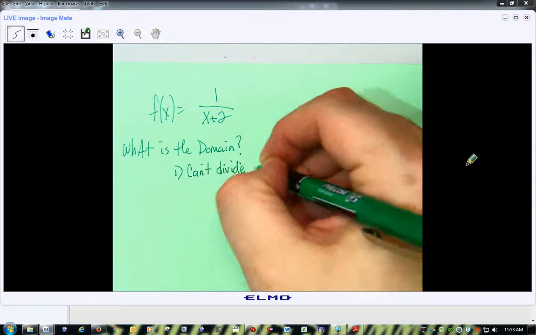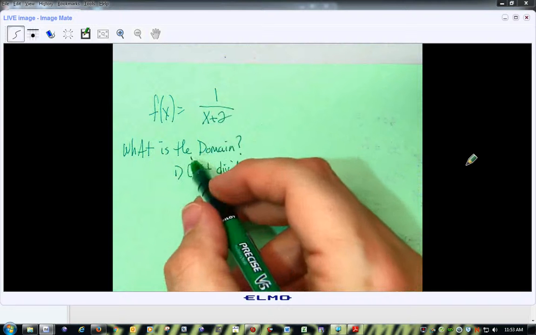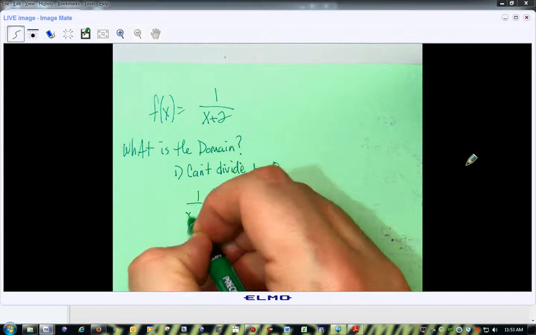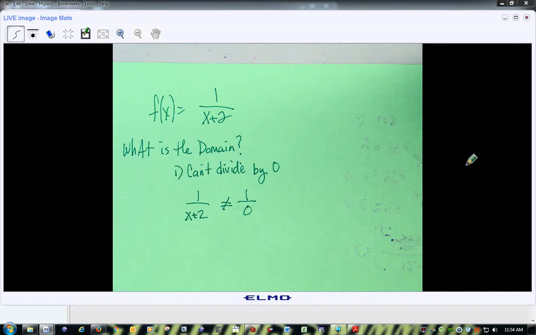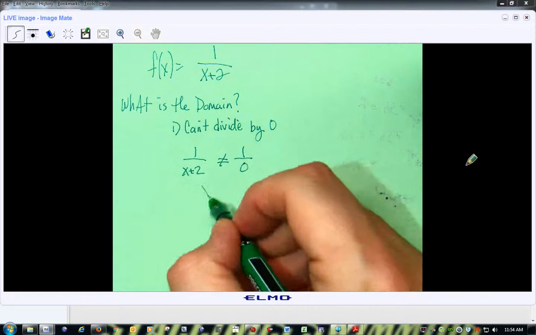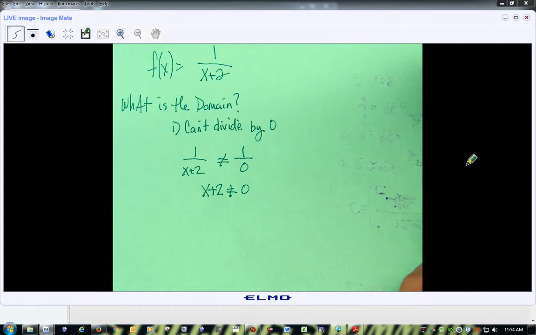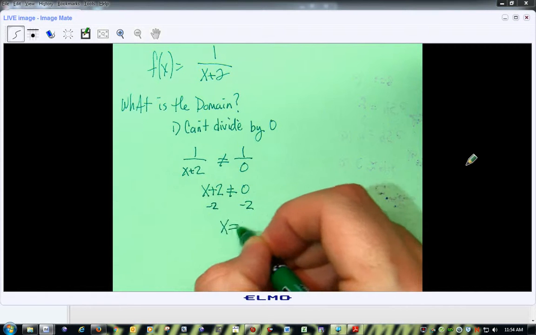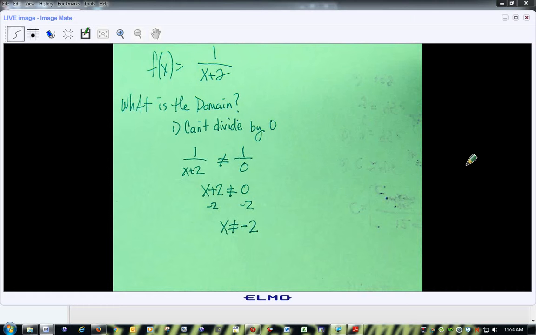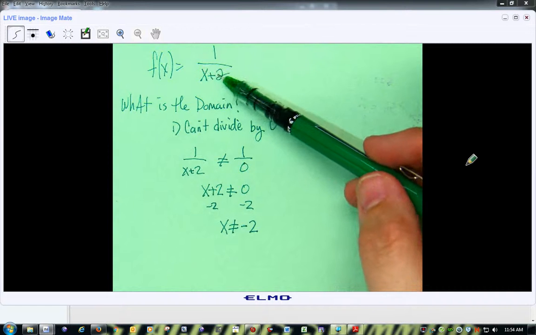So, if I take that 1 over x plus 2, this can't be equal to 1 over 0, right? So what part of this can't be equal to 0? That part can't be equal to 0. Subtract 2, x can't be equal to negative 2. So I found out that because it was x plus 2, if I put a negative 2 in there, it'd be 1 over 0, and we can't do that.